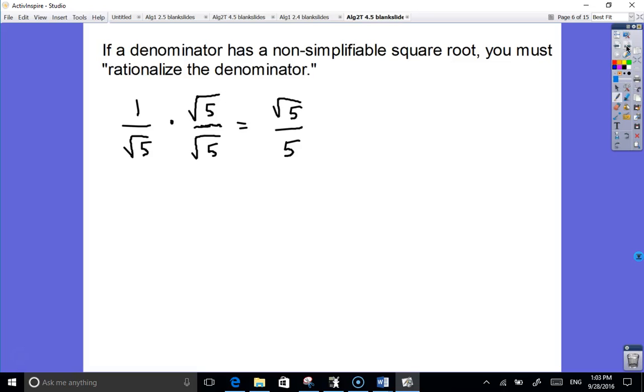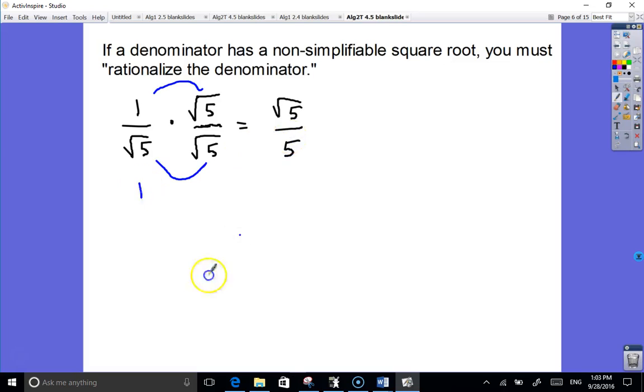So really what we're doing here is we're multiplying times 1. And 1 times anything is the same thing anyways. So we're not changing the value, we're just changing what it looks like. Now, in the numerator, you've got the 1 times the square root of 5, which is the square root of 5. In the denominator, the square root of 5 times the square root of 5 is 5. So now we don't have an irrational number in the denominator anymore. So notice the pattern, right?